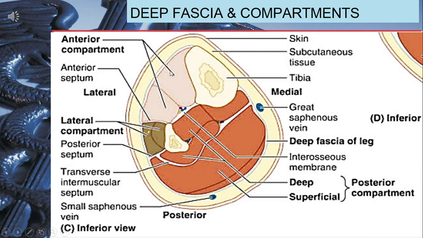Now different septa arising from this deep fascia layer, which is also known as crural fascia, and the interosseous membrane and the two bones of leg are going to divide leg into different compartments. And you can see anterior compartment, lateral compartment, and posterior compartment. And we have another layer of intermuscular septum, the transverse septum, which is going to further subdivide the posterior compartment.